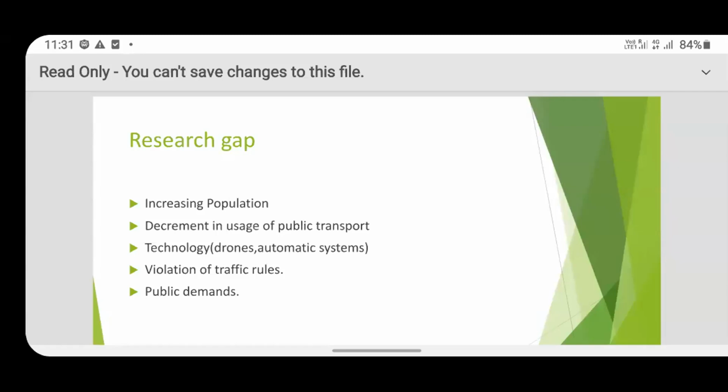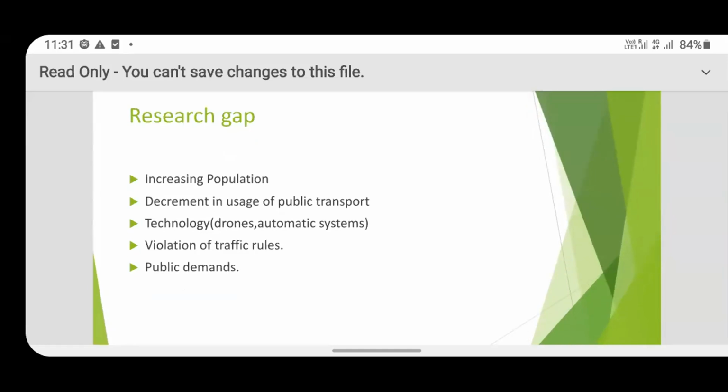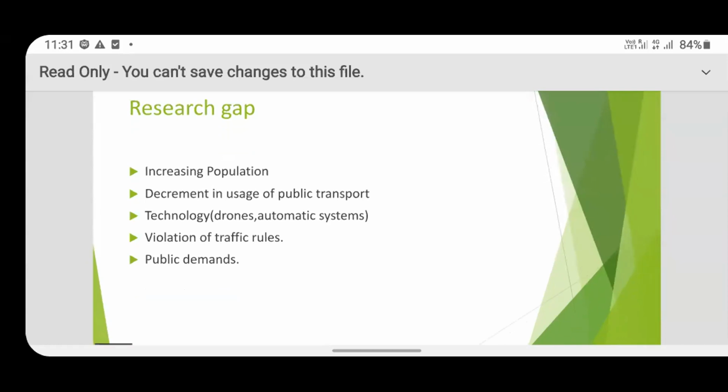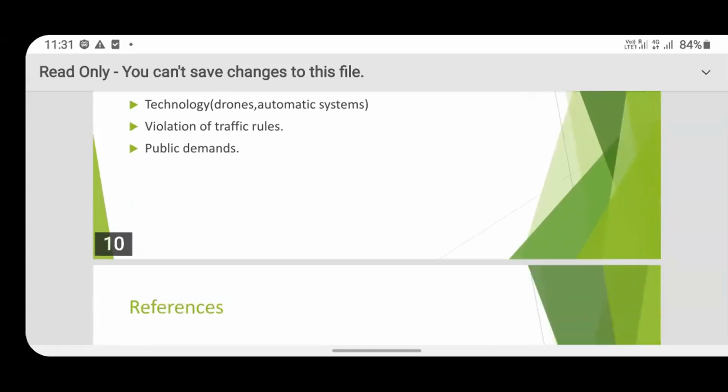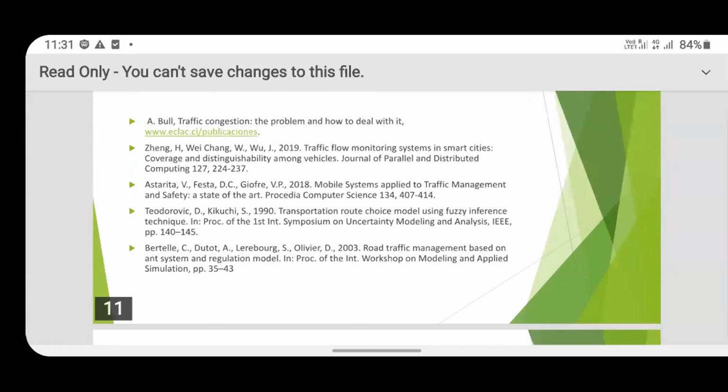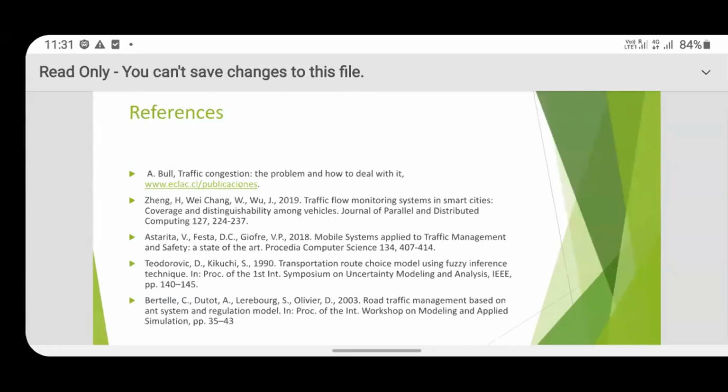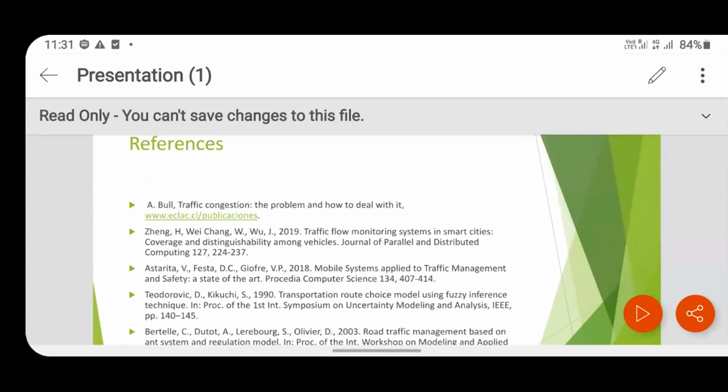What previous work has been done: technology, decrement in usage, increasing population, violation of traffic rules, public demand? What have you done? Show me. Next slide. So there is a difference only. What work have you done? Till now, what work have you done?